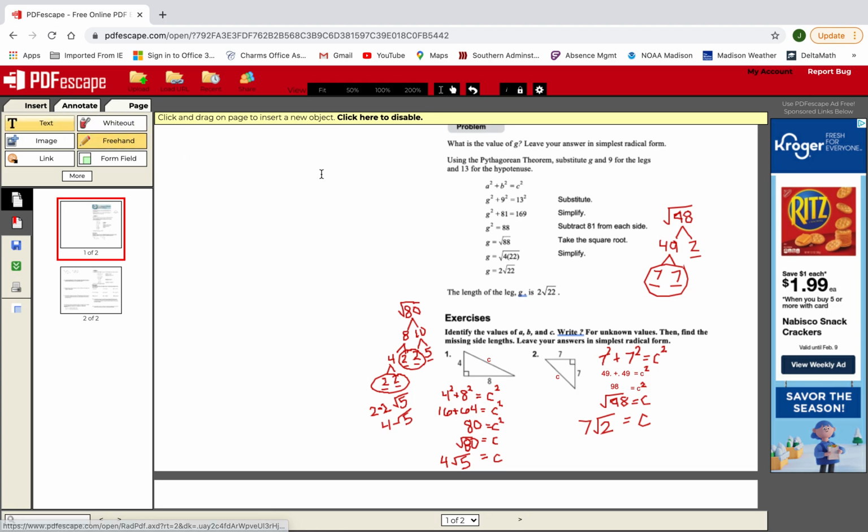I'm going to switch this to black real quick so that I can circle these answers. I'm going to try to do this with my actual keypad because the pen is sketchy today. So I can see that my final answer here was 4 root 5. Okay, my final answer here was 7 root 2.